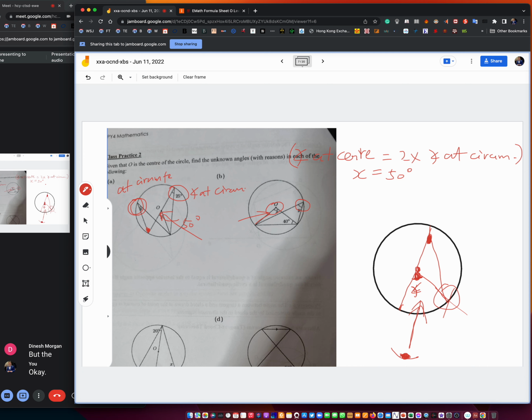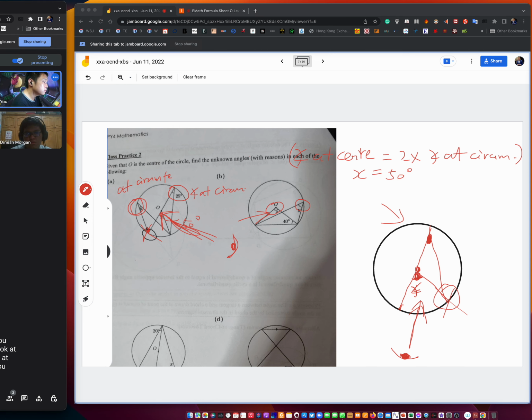Can you circle which one you're talking about now? No, this is not the angle at circumference. You have to use another method to get this. I already asked you to see it from this perspective. This is your eyes. So the same thing, if you look right here, that's why I say this one is not the angle at circumference. I mean, this is also the angle at the circumference, but you cannot use this rule.